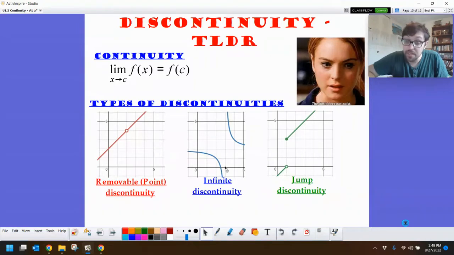An infinite discontinuity is when our limit is heading towards infinity. They could both be positive, they could be both negative, or swapped. That creates infinite discontinuities. And finally, jump discontinuities is when we are not able to get a limit value from our function. So then we have a jump discontinuity, but neither of them are infinite.